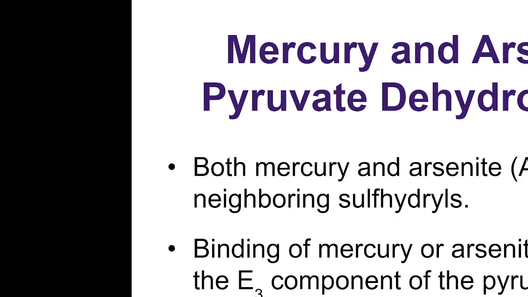Both mercury and arsenite, which is this right here, AsO3 3-, have a high affinity for neighboring sulfhydryls. So binding of mercury or arsenite to the dihydrolipoyl groups of the E3 complex, the pyruvate dehydrogenase complex, actually inhibits the complex and leads to central nervous system pathologies. Treatment is the administration of sulfhydryl reagents with adjacent sulfhydryl groups that compete with dihydrolipoyl residues for binding.